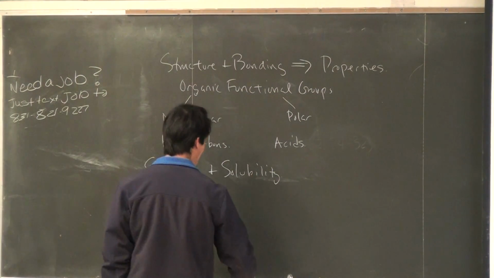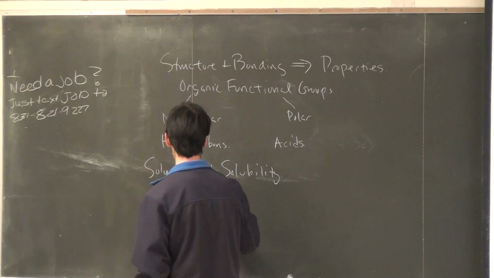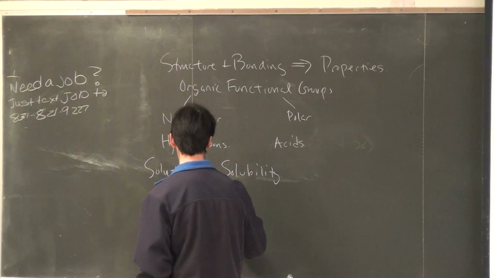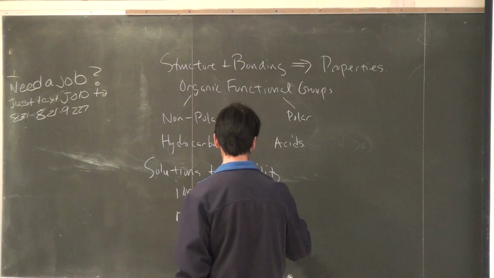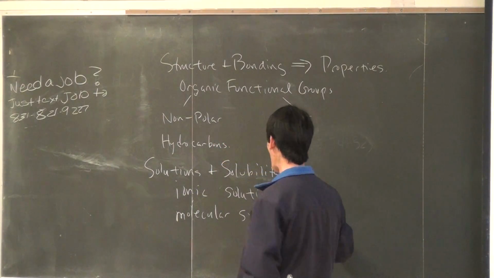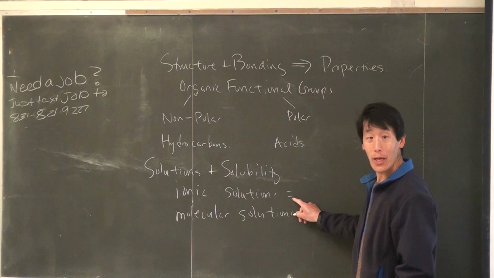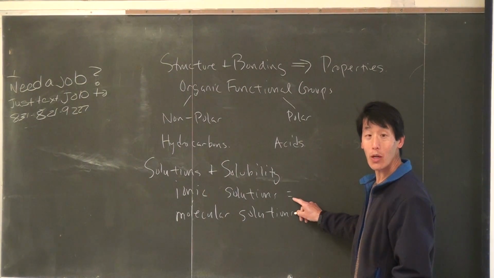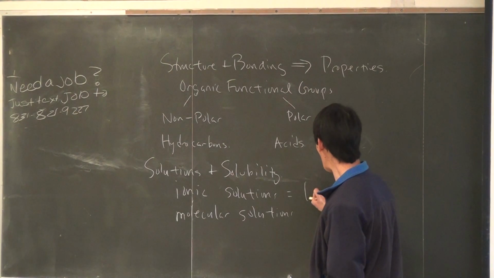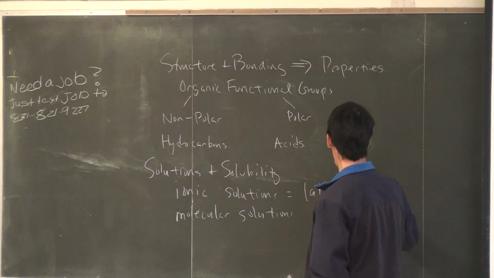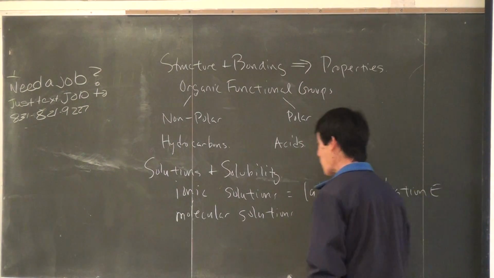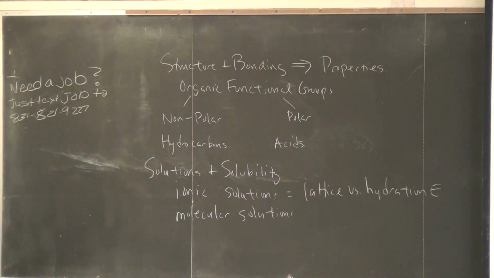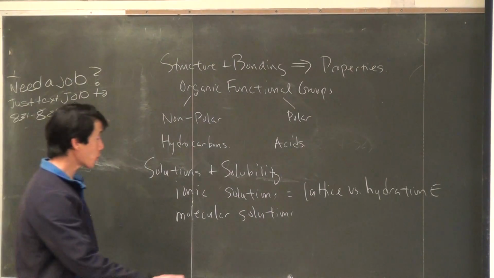Okay, so we looked at, for example, ionic versus molecular solutions. The chemical force which explains why an ionic compound is soluble in water is the lattice energy versus the hydration energy. Whereas with molecular solutions, we can explain why sugar is soluble in water, and the chemical forces in that case we need to look at are intermolecular forces.